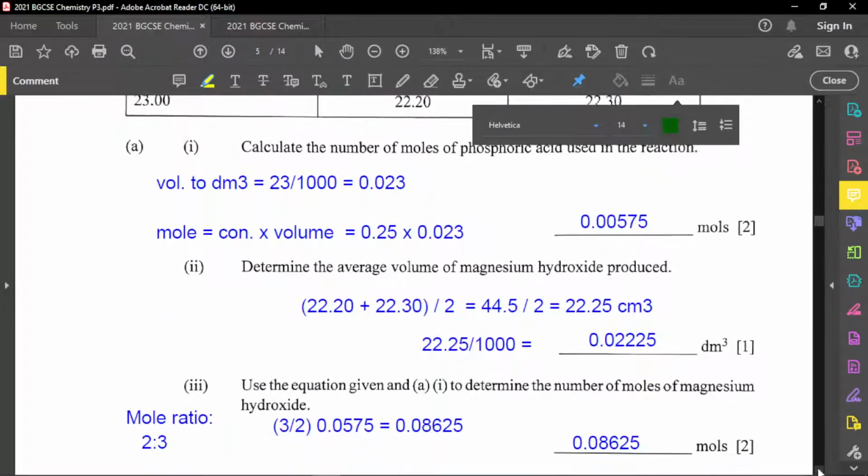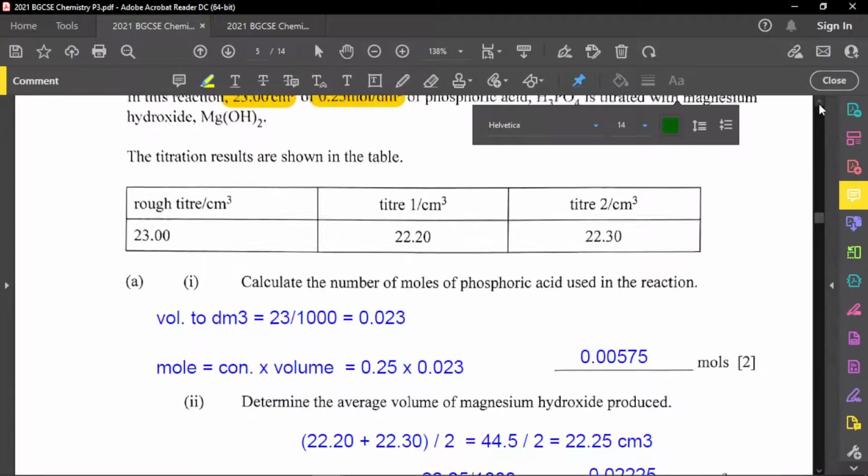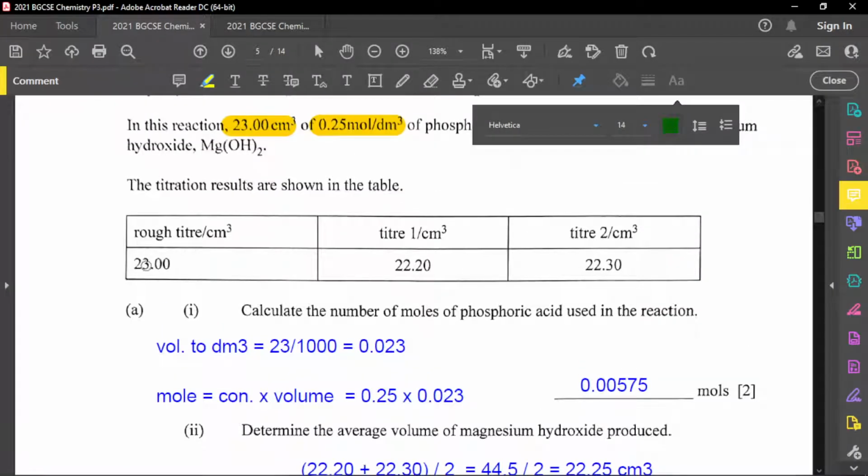For part 2, it's to determine the average volume of magnesium hydroxide used. To determine the average volume, you're going to go to the data chart. I want to point out here, in terms of your trials, the first one is a rough one, so that is not used in the calculation because it will be a little bit above the endpoint of the reaction. So we do not use that. It's just for rough measurement, or to have an estimate as to how close the endpoint of the reaction will be.